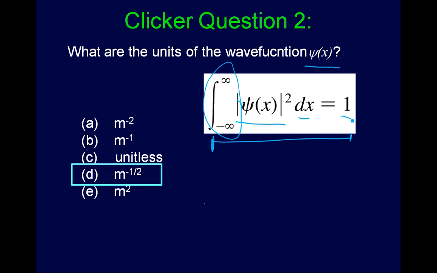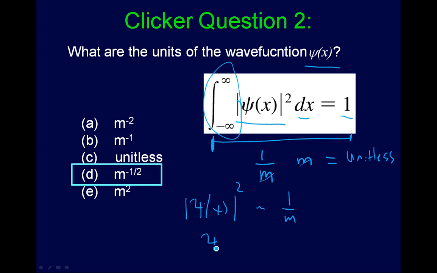Okay, so hopefully you got this one. This is definitely tricky. When we're doing this integral, we want this to be unitless. This is a probability, so we want to have no units over here. And when we do an integral, there's a dx, which is a length, so it's going to have units of meters, which means the psi squared should have units of 1 over meter, so that these two meters cancel and we get unitless. So if psi squared has units of 1 over meter, then if we take the square root of both sides, we're going to have 1 over the square root of a meter. So that's the answer for this.